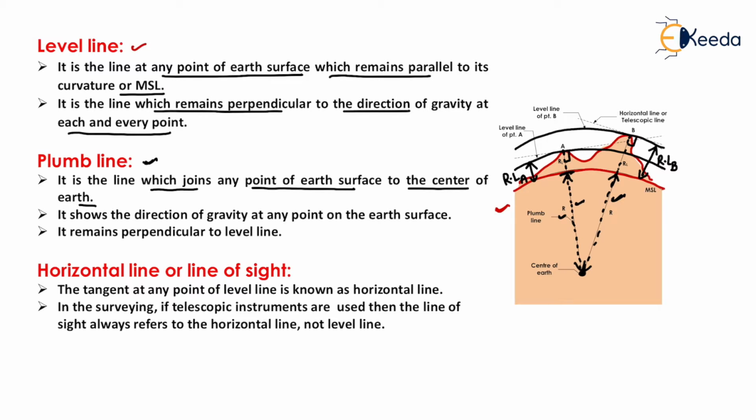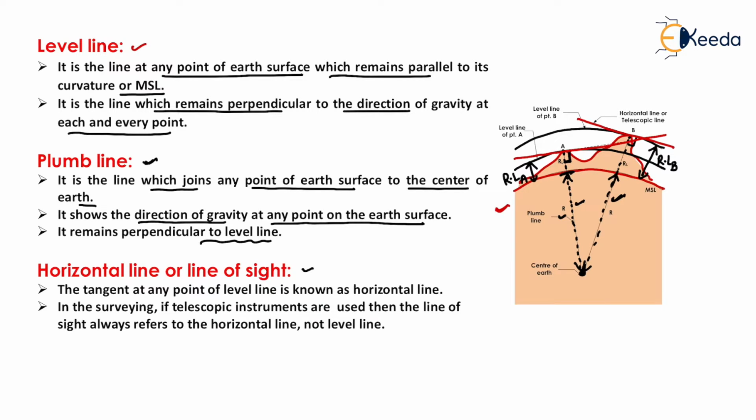Now the next one is it shows the direction of gravity at any point on the earth's surface, which we had already seen that the plumb line will always show the direction of gravity at each and every point on the earth's surface, and it remains perpendicular to the level line which we had already shown by marking this angle, that is 90 degrees. Now the next one is horizontal line or line of sight, which is shown by this line here. This is the horizontal line for point A and this is the horizontal line for point B.